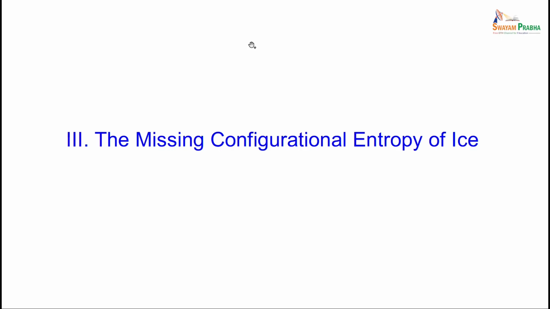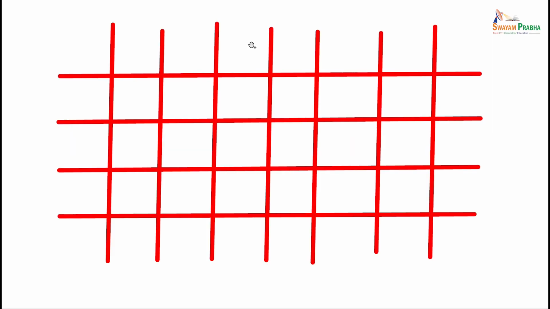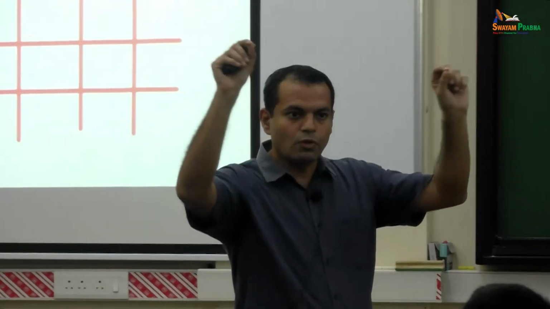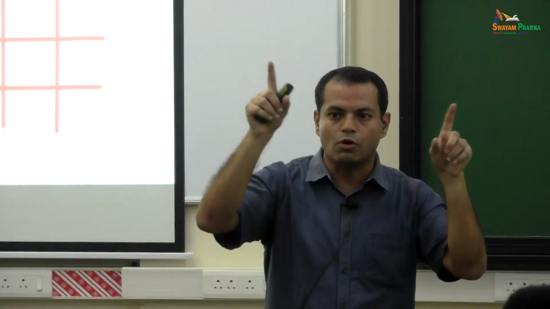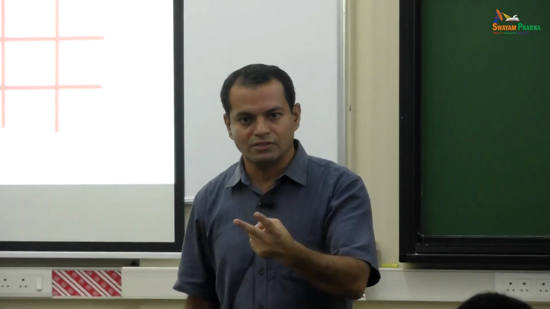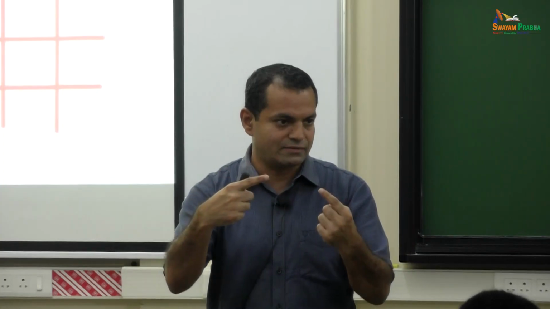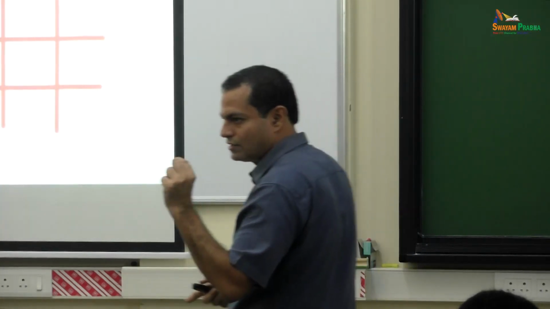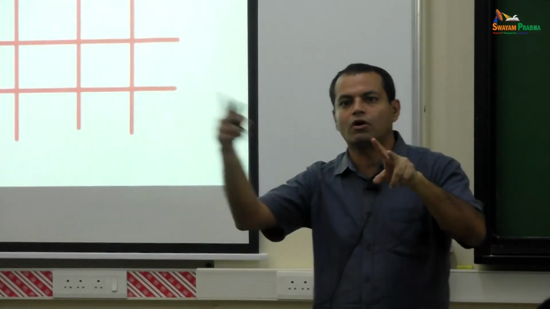The next thing I'll talk about is this interesting problem solved by Linus Pauling, which led to a good understanding of what a hydrogen bond is. This is the missing configurational entropy of ice. I have shown that every oxygen has two hydrogens which are part of the H2O molecule, which are covalently bonded, but there is an ionic character, and every water molecule has two hydrogens which are bonded to the lone pairs. Right? There are 4 hydrogens for every oxygen, 2 belonging to H2O, 2 belonging to the neighbor.